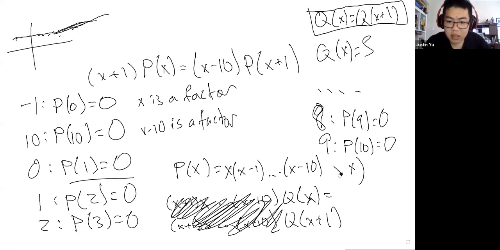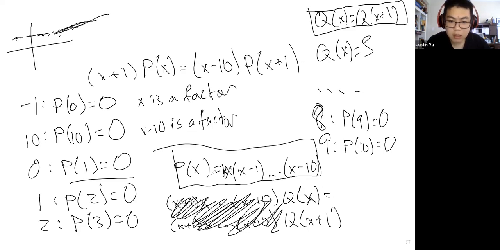And this means that we're done, actually. We know that p of x is equal to some constant times x times x minus 1, all the way down to x minus 10. Perfect. So everybody see what we did? We just plugged in stuff, found information about the roots of the polynomial. Once we found all the information we could, we made a guess, and it ended up being right.